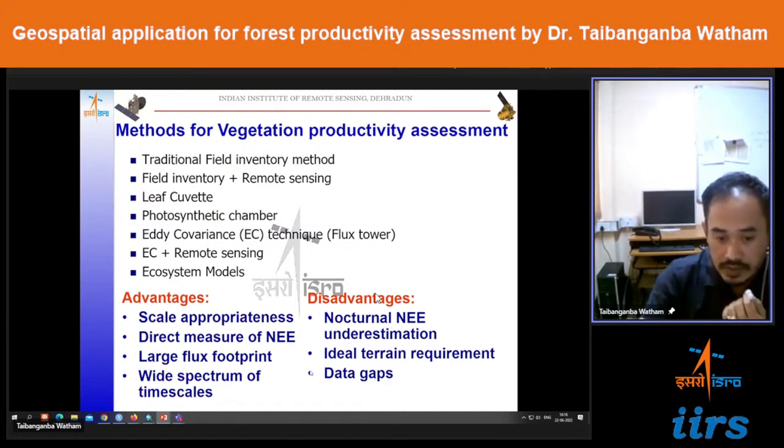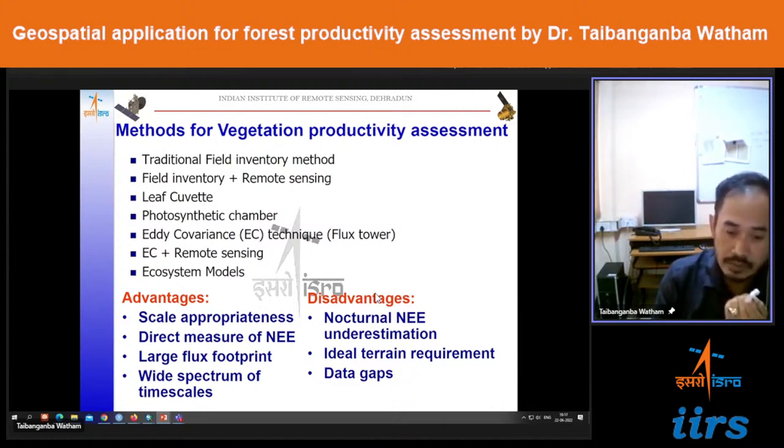Then for this eddy covariance technique to work, we need the ideal terrain. In most of the cases, there are a lot of data gaps, not due to technological limitation, but whenever we go for the installation of these flux towers, we generally go for the forest area where there is no such facility like the electricity supply or the power supply. So we have to be dependent upon the solar panels.